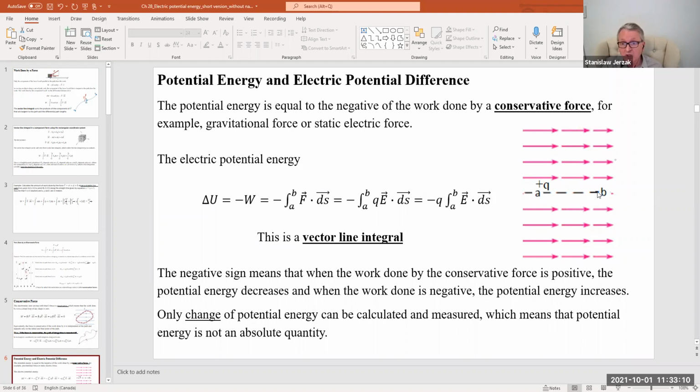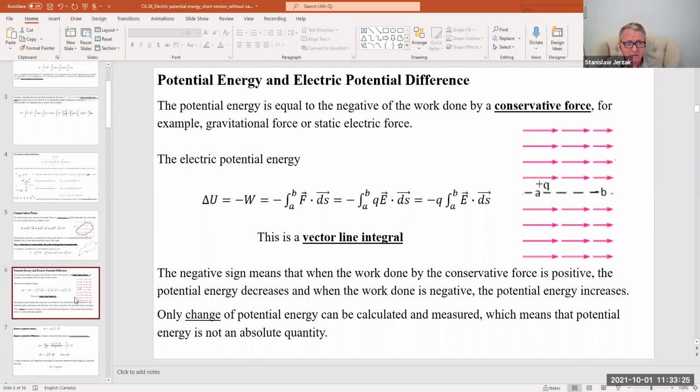So if potential energy at point B is smaller than at point A, delta U will be negative. But if potential energy at point B is larger than at point A, then delta U would be positive. So that much was done more or less last time.